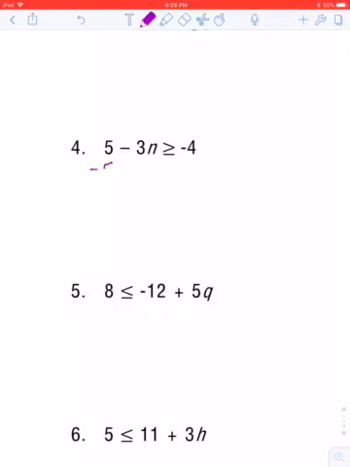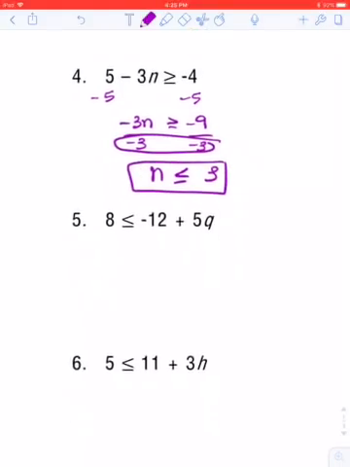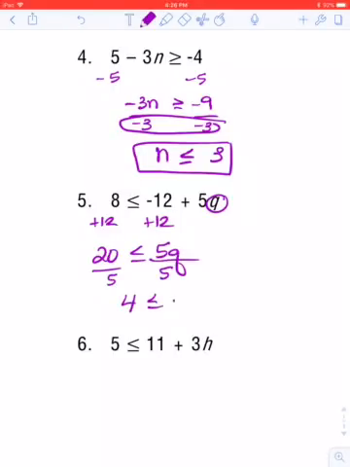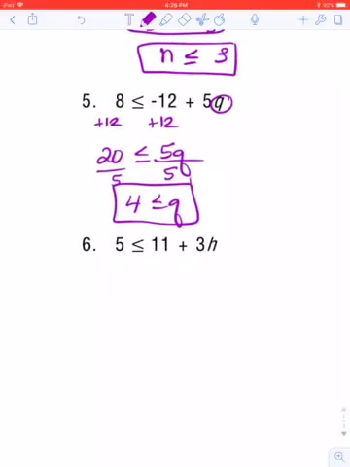Okay, so number 4, same story, subtract your constant. Divide by -3. So in this case, do I flip my symbol? Yes, because what I divided by is a negative. Number 5, my variable's over here this time. Add the constant. Divide by the coefficient. And we're done. And then number 6, last one, subtract the constant.